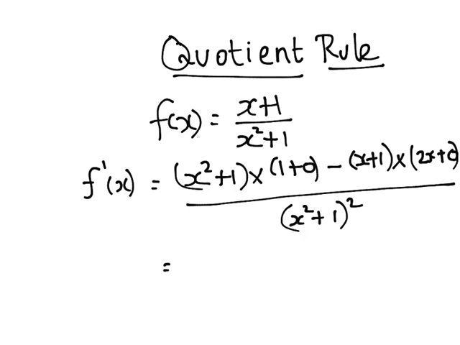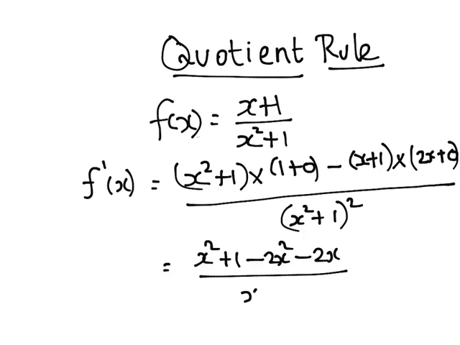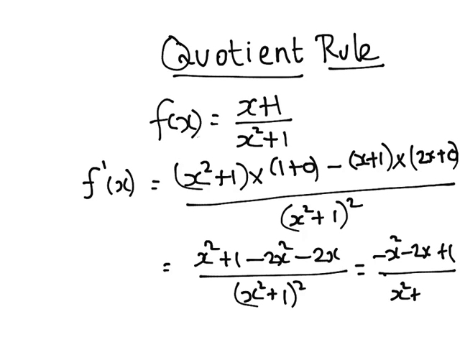So if I simplify the bracket, if I open the bracket, I'll get x squared plus 1 minus 2x squared minus 2x divided by x squared plus 1, the whole square. So the final answer will be minus x squared minus 2x plus 1 divided by x squared plus 1, the whole square.